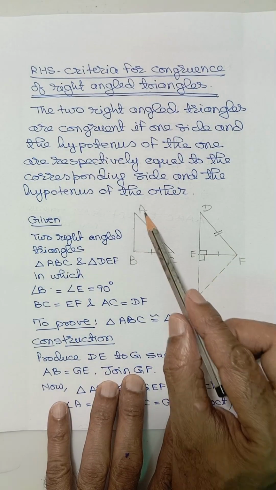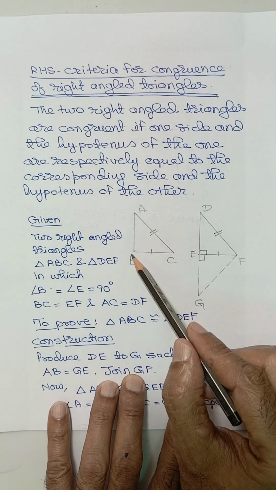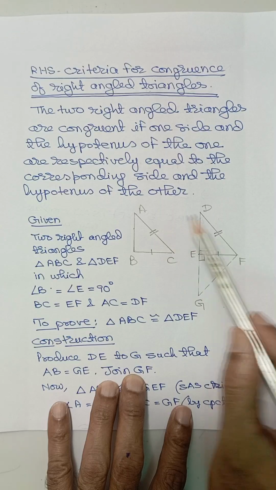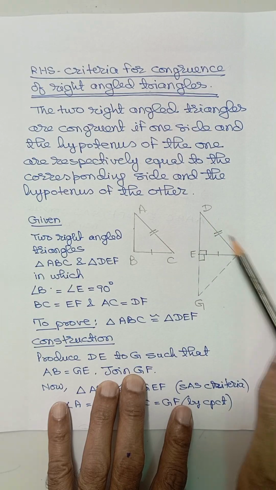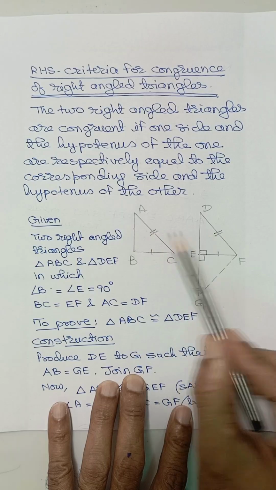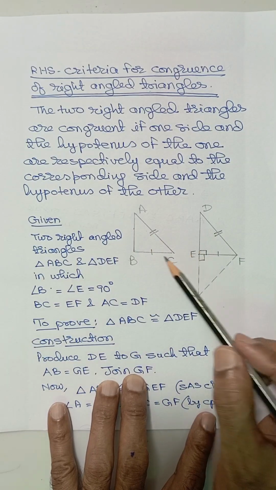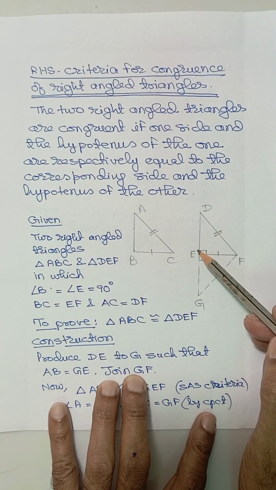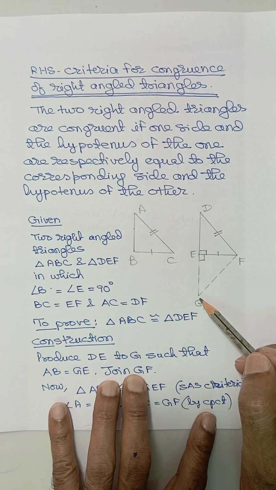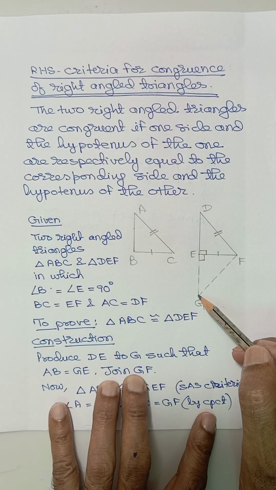So let us consider triangles ABC and DEF such that angle B is equal to angle E is equal to 90 degrees, AC is equal to DF, both are hypotenuse, and base BC is equal to EF. Now we have to prove that these two triangles are congruent. Let us do one construction, that is we will produce DE up to G such that EG is equal to AB, and we'll join FG also.